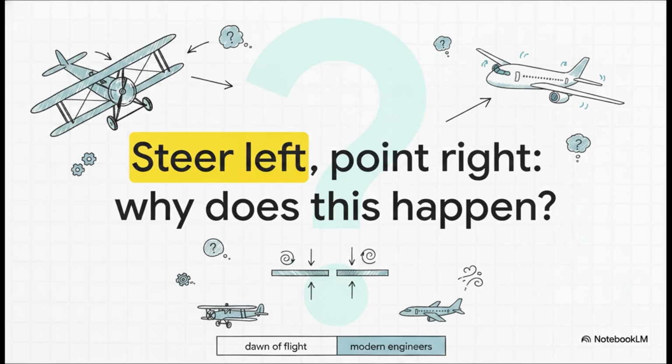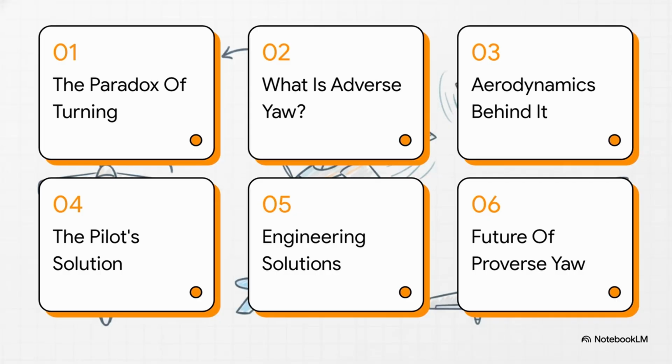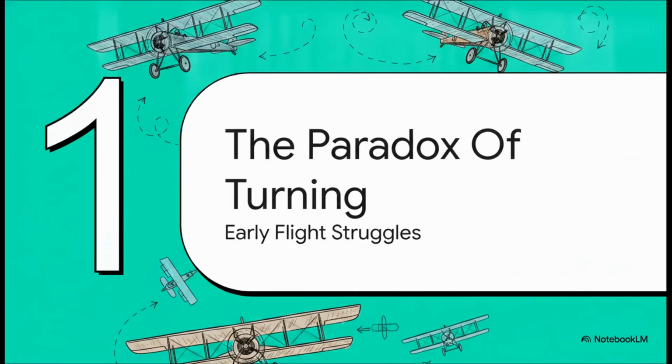So today, our main focus is to figure out exactly what adverse yaw is, what causes it, and how aviation pioneers and modern engineers have countered it to keep us flying straight. Here is our flight plan for today. We'll start with the paradox of turning, move into what adverse yaw actually is, break down the aerodynamics behind it, and then look at the pilot's manual solution with rudders. After that, we'll check out the engineering solutions built right into the wings, and finish up with the cutting-edge future of proverse yaw.